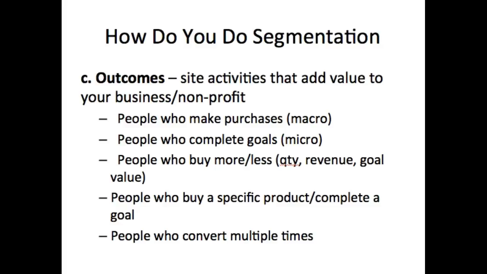So outcomes are site activities that add value to your business or nonprofit. We've already been looking at some outcomes, like goal conversion rates and purchases, but it really could be anything. It could be a person who makes a purchase. That's a macro, right? A macro outcome is the big picture, the thing that you want them to do. Micros are like the flagpoles along the way that indicate that they're engaged with your business.